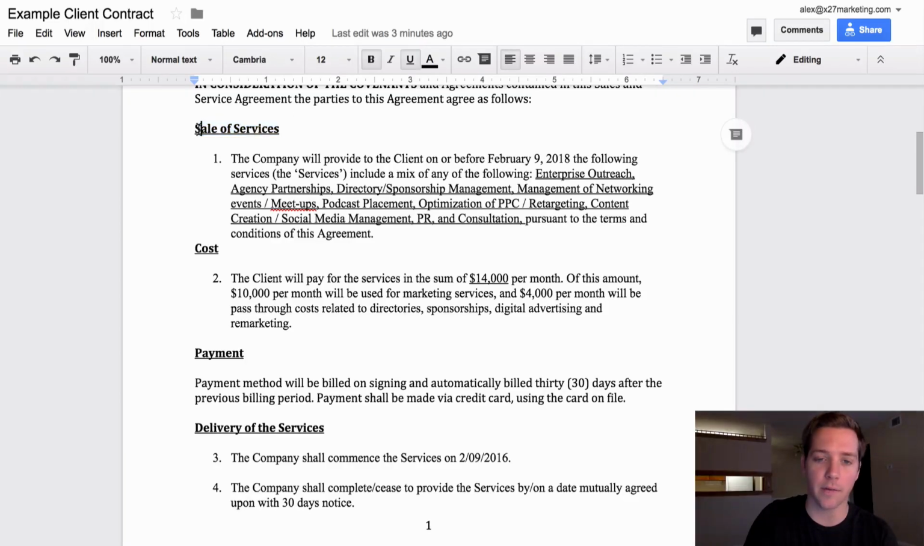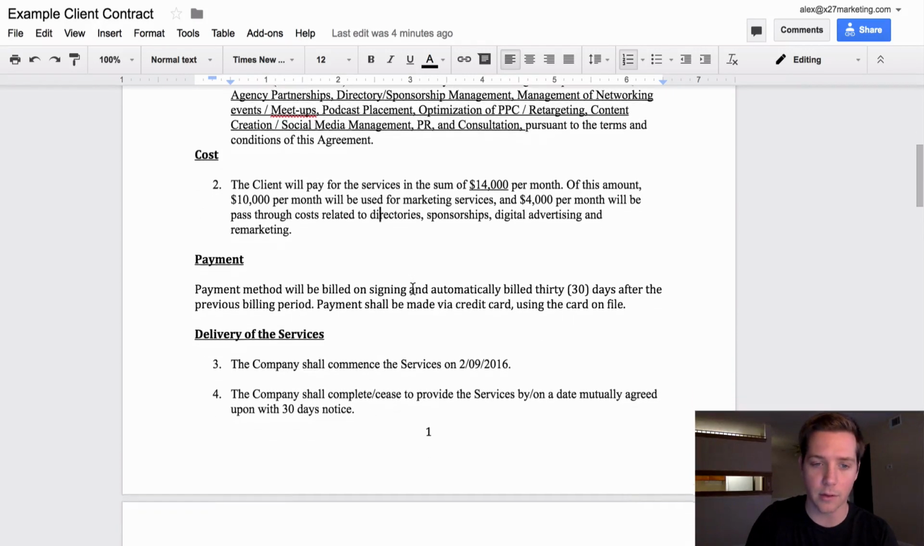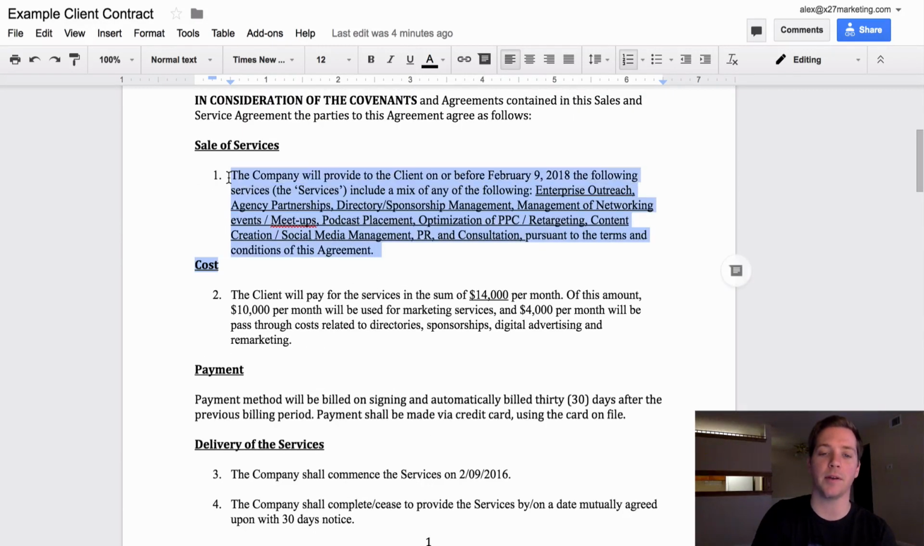One is the sale of services, where we list out what they're buying. Here we list out every service, and we say that it could include a mix of any of the following. So basically what they're buying, and then the cost. The client agrees to pay for the services for $14,000 a month. Of this amount, $10,000 will be used for marketing, $4,000 will be passed through related to remarketing, PPC, that sort of thing. The reason this is in here is because people need to know what you're selling and what things are costing very straightforwardly. This is what contracts are for.